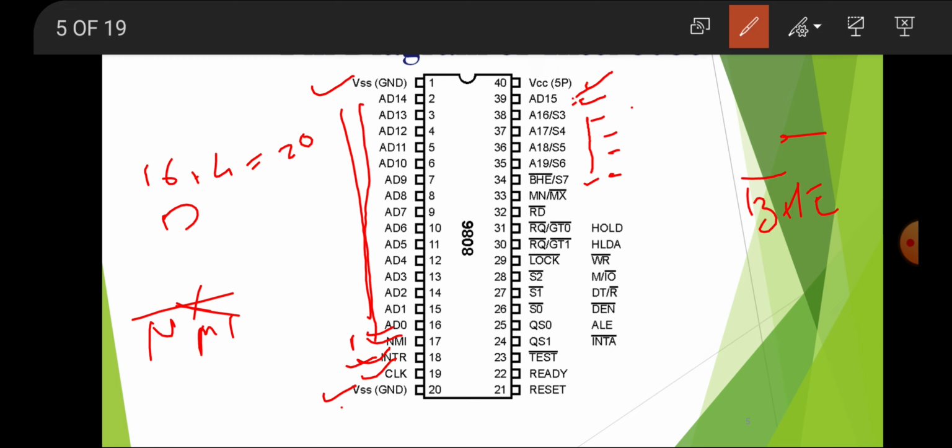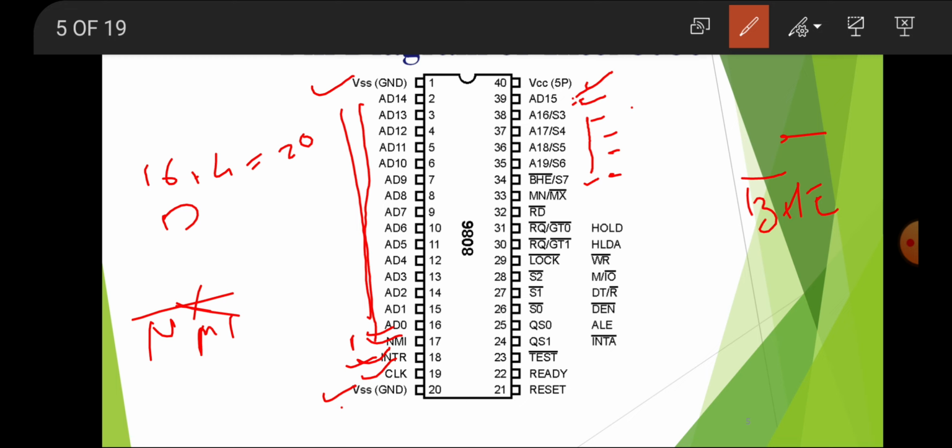Suppose you want to synchronize between the receiver and transmitter, or in the processor, so this clock is also used. Okay, so now we are moving towards the next.